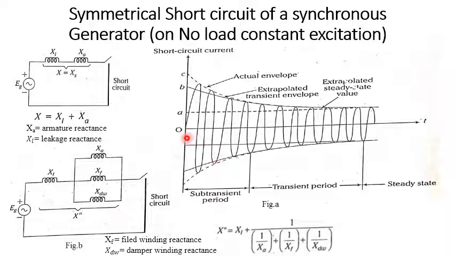You have to see the O, A, B and C values here. A is subjected to the steady state, B is subjected to the transient, and C is subjected to the subtransient period. It is a composition of the DC offset and the symmetrical components of the current. This is X double dash, which explains that.